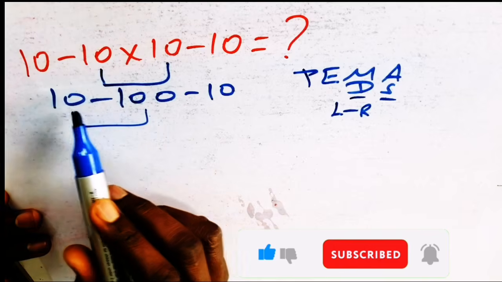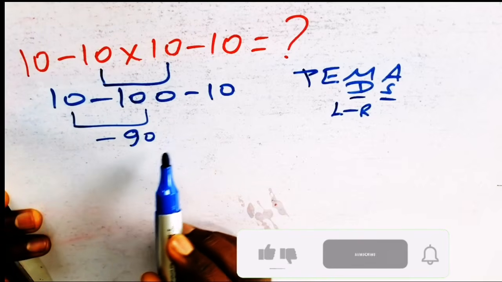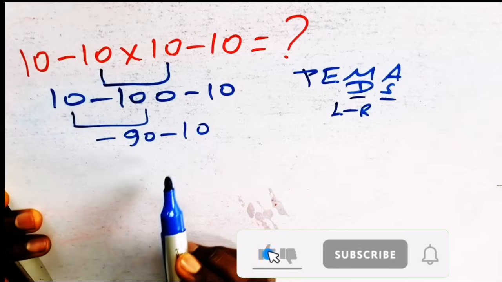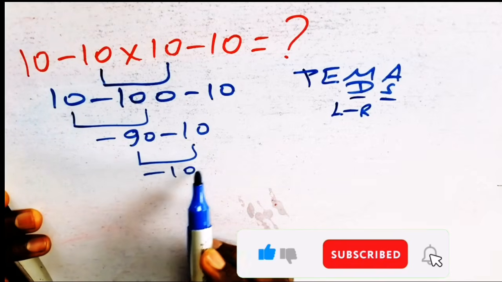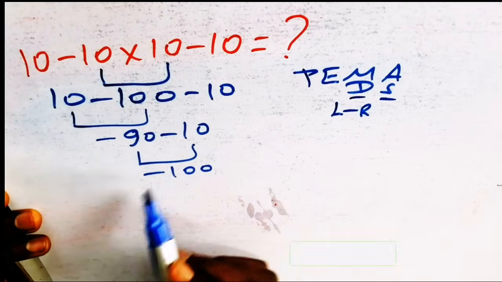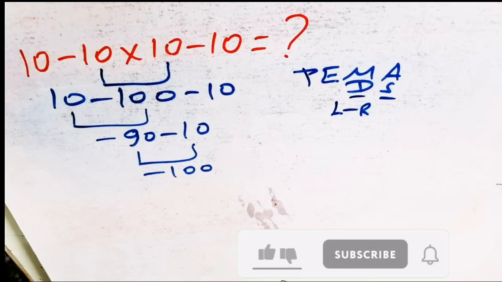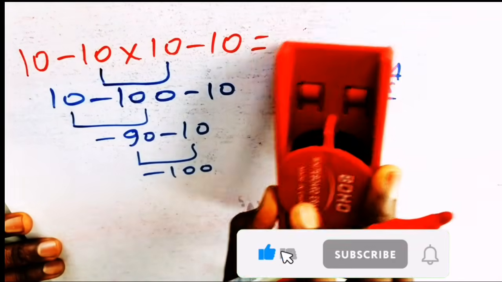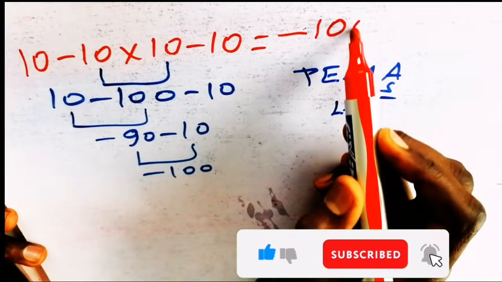Therefore, 10 minus 100, which equals negative 90. Negative 90 minus 10, which equals negative 100, okay? Negative 100. This is the correct answer of this problem. Therefore, the final answer of this problem equals negative 100.